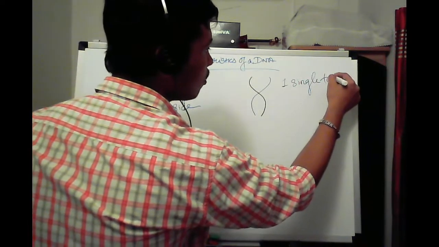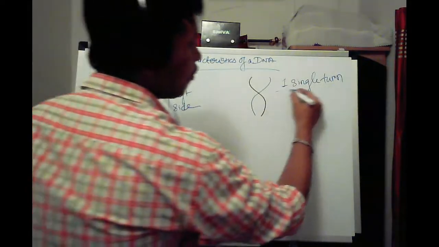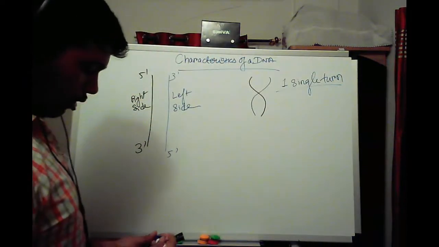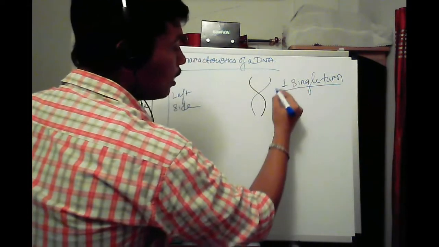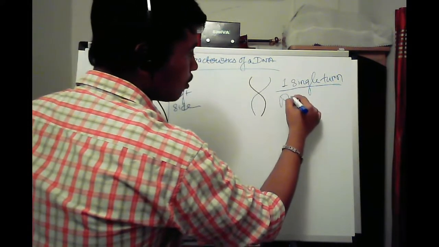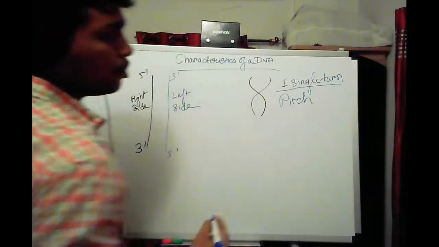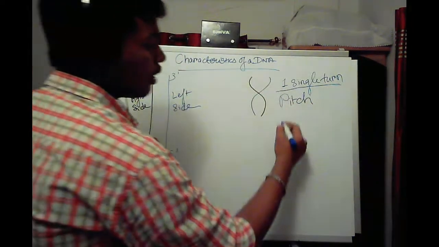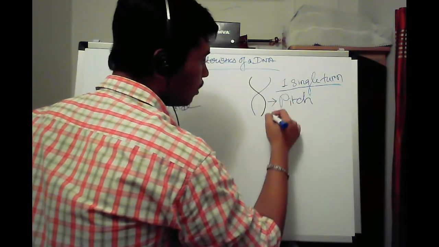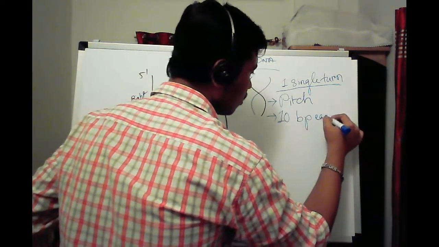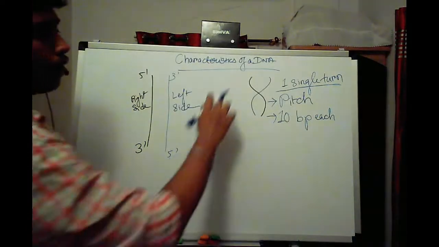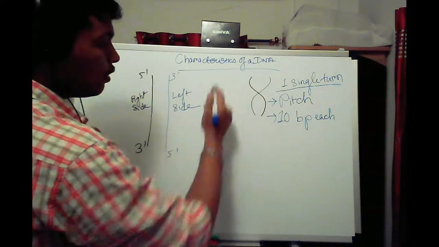One single turn of what? Of the DNA. This is one single turn of the DNA, and it is also known as the pitch of the DNA. First, it's known as the pitch, and secondly, each and every pitch consists of 10 base pairs.